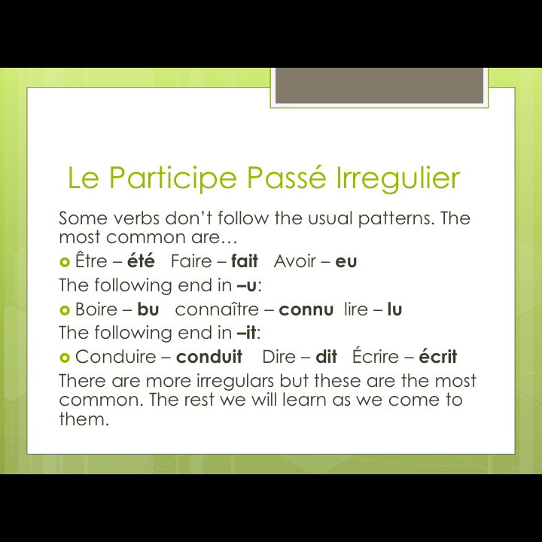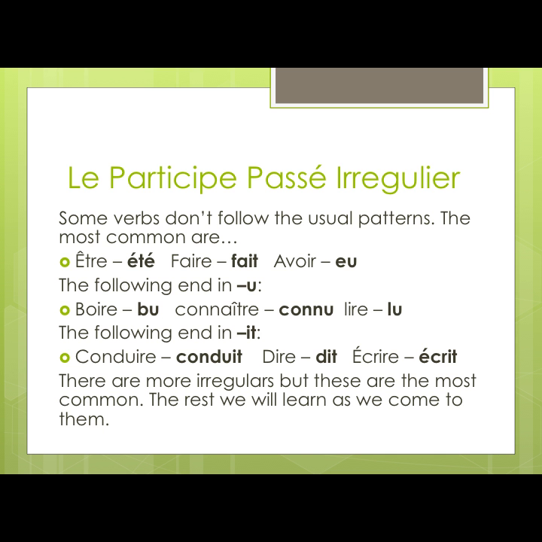Now, of course, you're going to have some irregular past participles. The most common are être, faire, and avoir. Être becomes été, faire becomes fait, avoir becomes eu. A few that end in u are boire becomes bu, connaître becomes connu, and lire becomes lu. The next ones end in it. So conduire becomes conduit, dire becomes dit, and écrire becomes écrit.